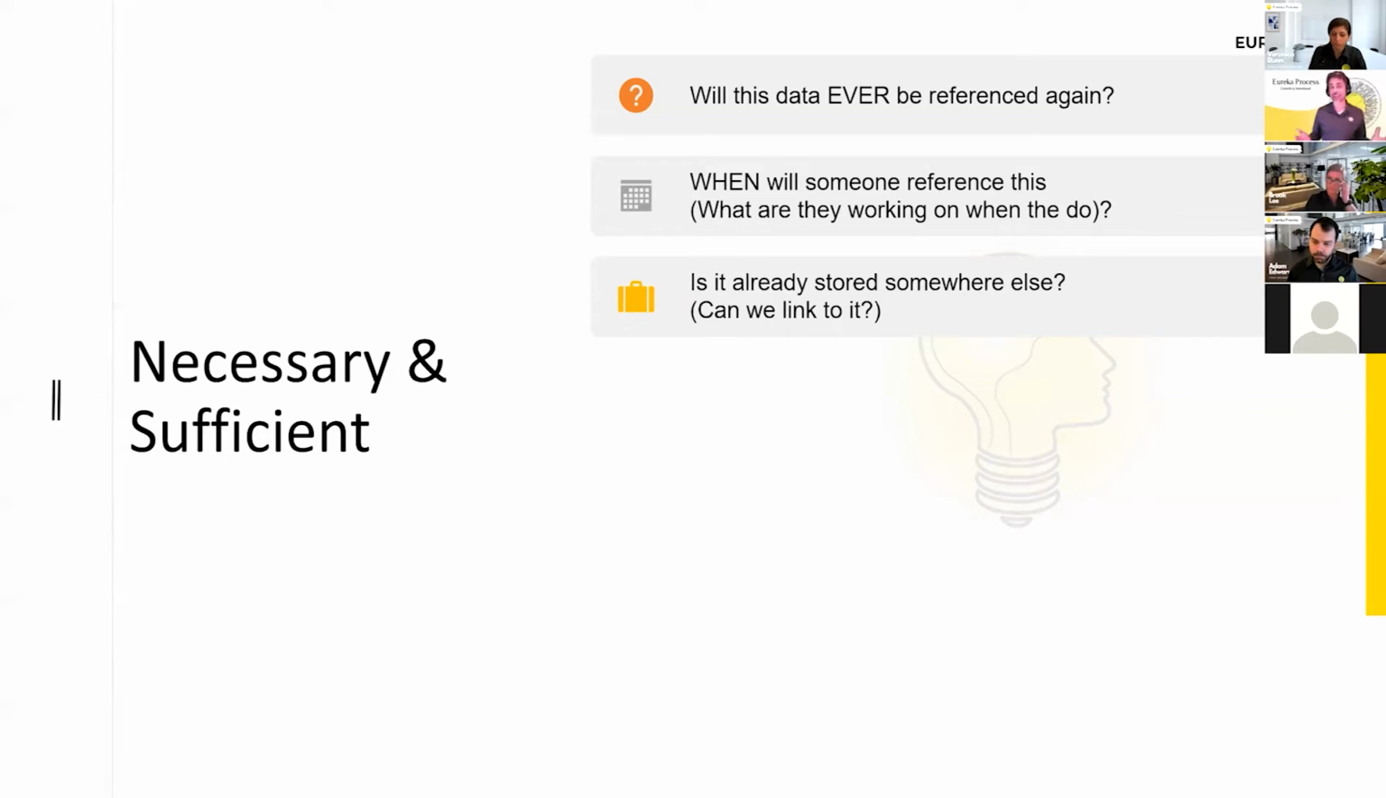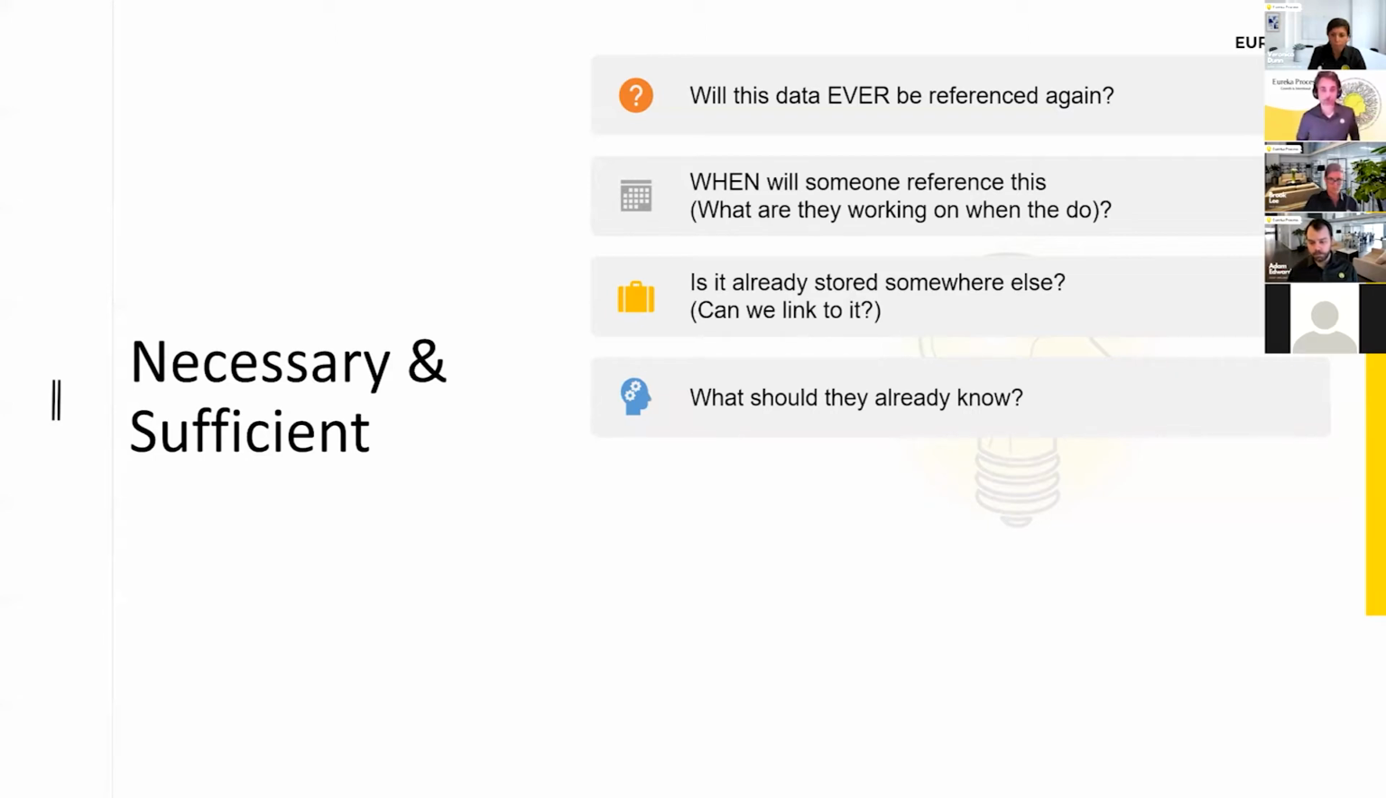Is this documentation stored somewhere else already? And if so, maybe we can just link to it instead of recreating the wheel. We definitely don't want double entry. Nobody wants to work more than they have to. The easier we make this to do, the easier it'll get done.